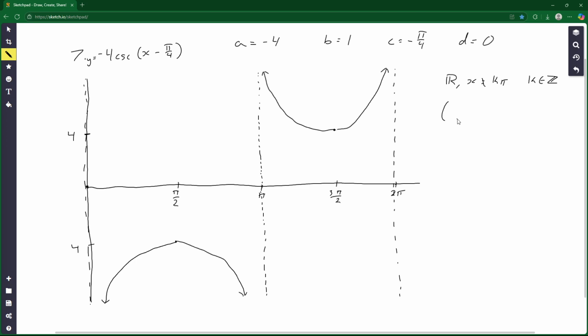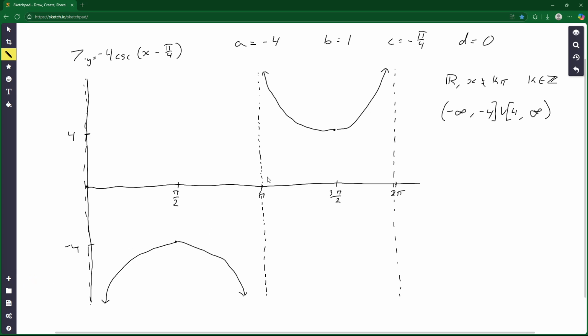And then range is going to be, your range can be written down as negative infinity to -4, union 4 comma infinity. And that is it for number 7.